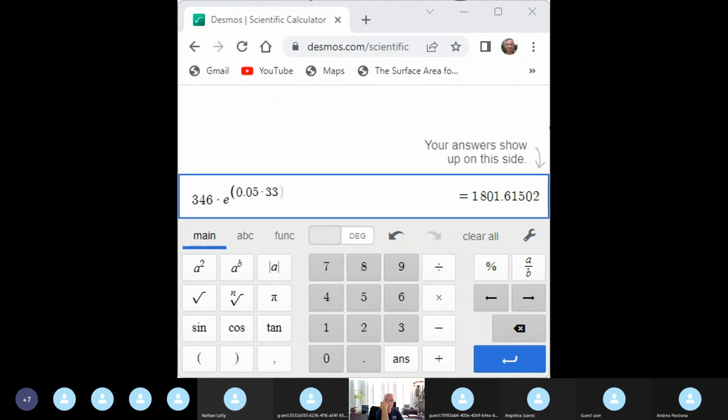Let me know if you get the same answer as me or not. Let me double check in my calculator. I have my calculator by hand. It's 346 times exponential. Where is exponential? I saw it. And in the exponent I put 0.05 times 33, and I get the same answer. Beautiful. The answer is 1,801.62. Yes, people, the decimals have no sense, no? But it's okay, I copy it because of the convention in the text.